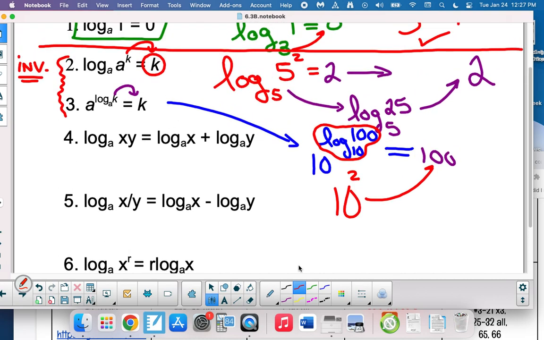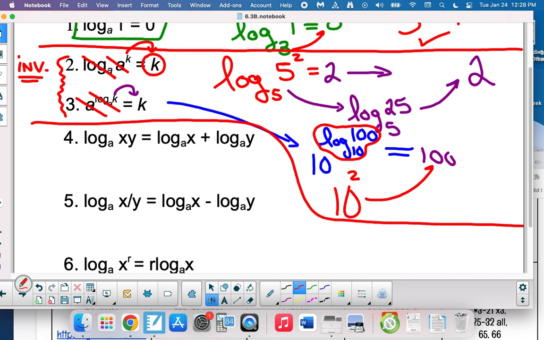I said these two are inverses, correct? When you see log base A of exponential A to the k, they undo each other. The answer is k. This one, exponential base A raised to log base A, they're inverses. Cross them out. My point is you don't have to show the work; you just need to know your properties. Are you buying into this? Because if you don't buy into it, then really I'm just telling you a bunch of junk.